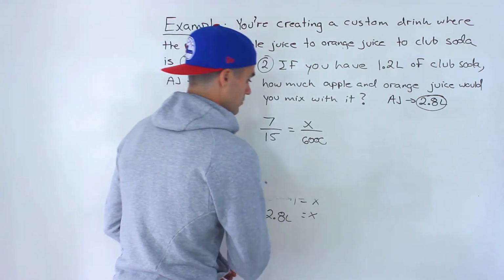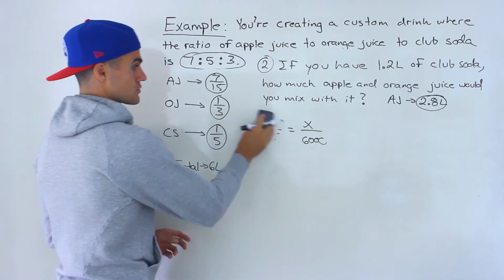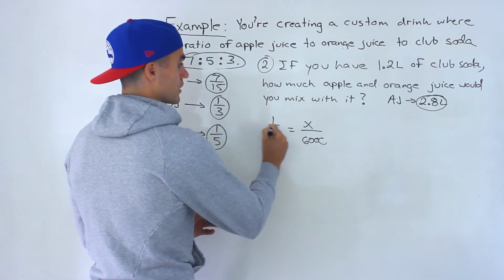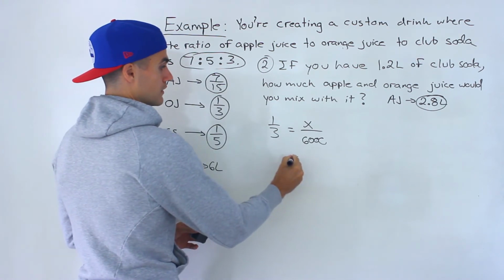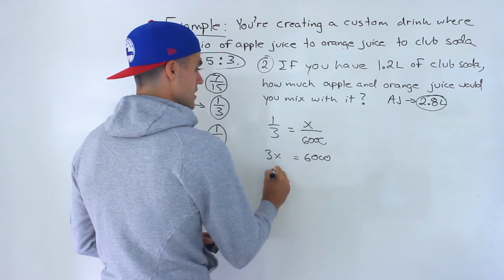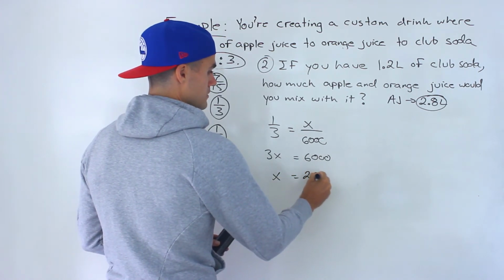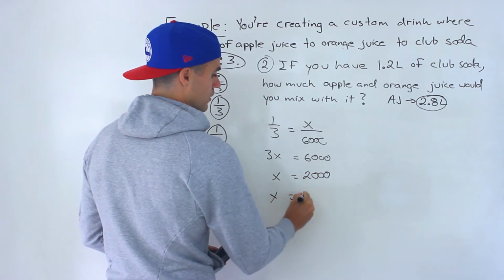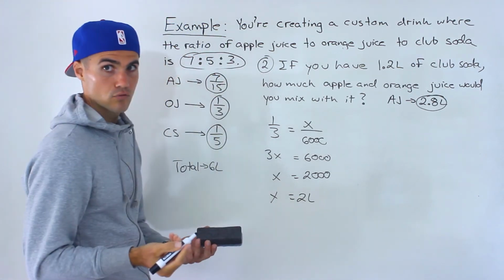Then we just follow the same process for the orange juice. So we would just put 1 over 3 over here. And then we'd end up with 3x equals 6,000. Divide both sides by 3, 2,000 milliliters or 2 liters of orange juice.